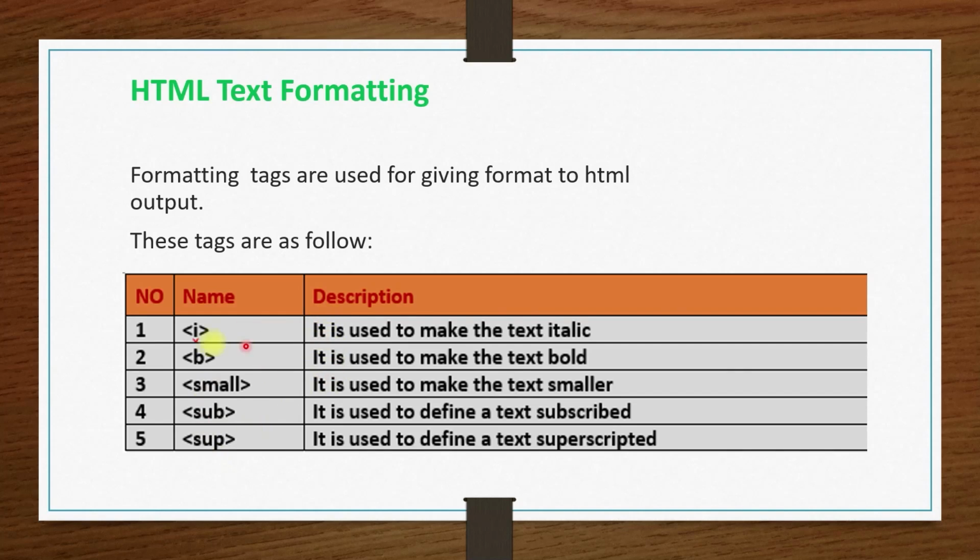I tag is used to make the text italic. B tag is used to make the text bold. Small tag is used to make the text smaller. Sub tag is used to define a subscripted text. And sup tag is used to define a superscripted text.